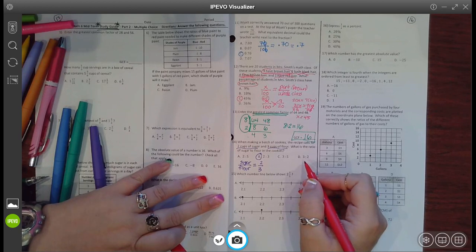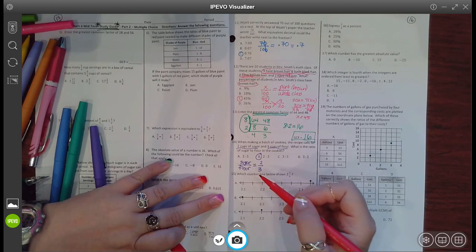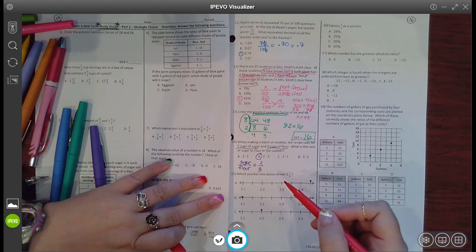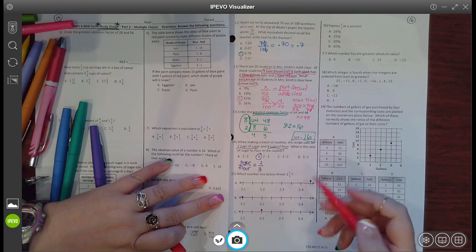Okay, this one has flour to sugar, which is not in the correct order. So always make sure, that's why I like to write the words in front, so I make sure that the numbers are in the right order. Which number line below shows 2 1/5?